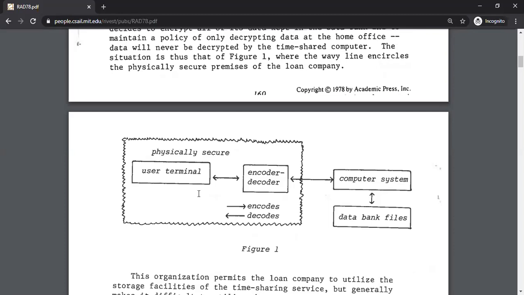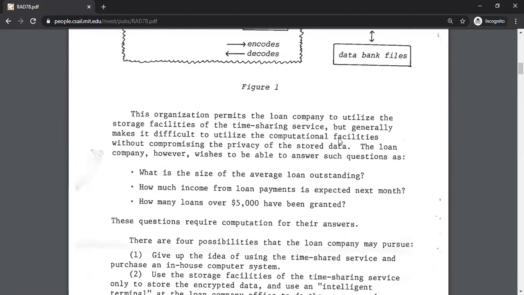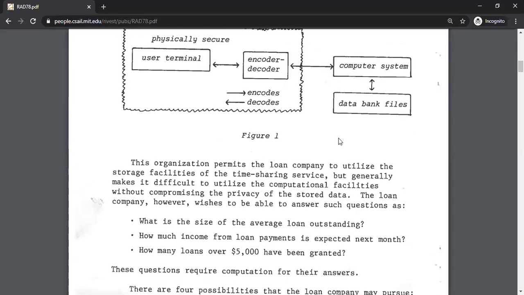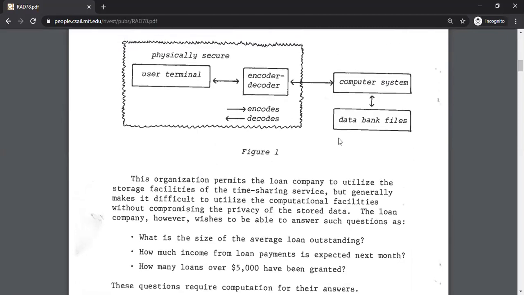So wouldn't it be nice if you can do analysis on the encrypted data? You have a bunch of data, you have encrypted it, you upload it to the cloud, but on the cloud computer, you want to be able to run some analysis. For example, they're talking about a simple bank, a loan processing company context. It's a hypothetical example, but still very relevant to practice. They want to be able to answer some basic questions like: what is the size of the average loan outstanding? How much income from loan payments is expected? How many loans over 5,000 have been granted? That kind of question, they wanted to be able to answer without decrypting the data.